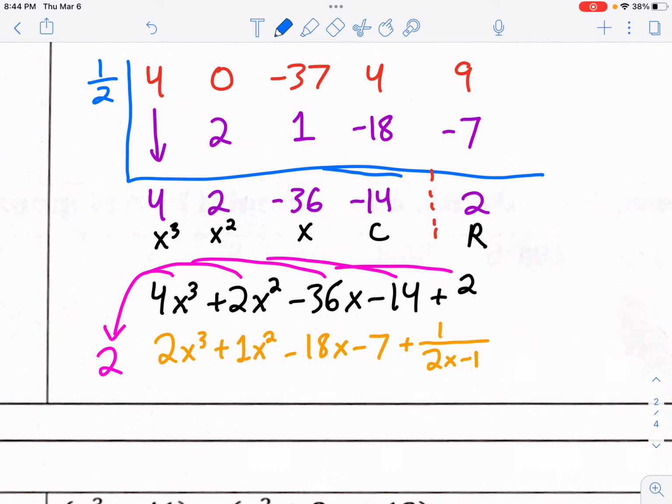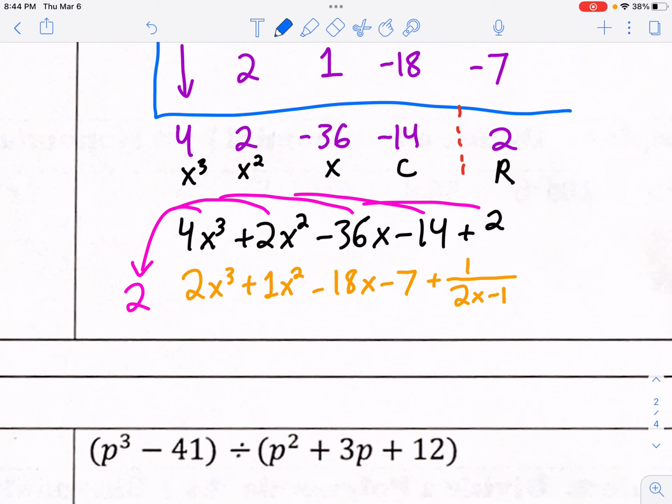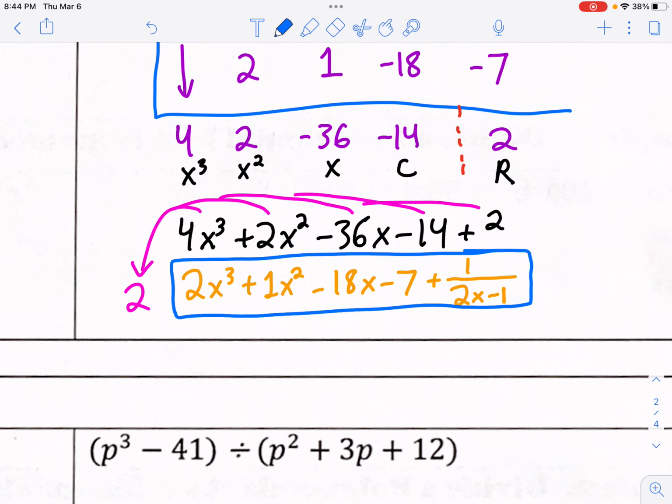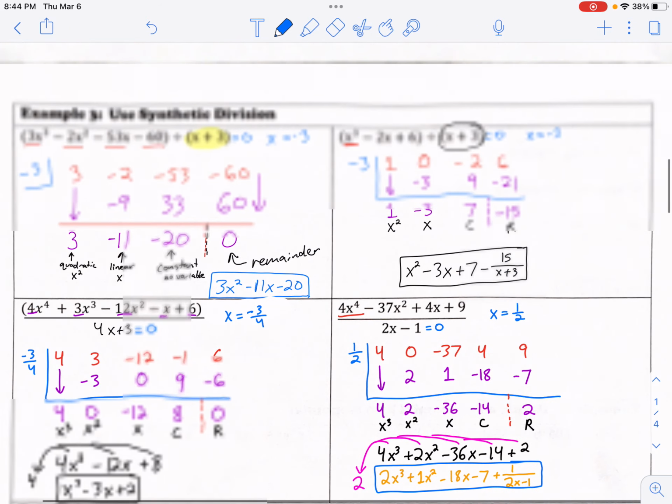Alright, so again, you could try to look here and see if you could take out a number. So again, this is your final answer. Let's just put a box around it. Alright, so that is synthetic division.